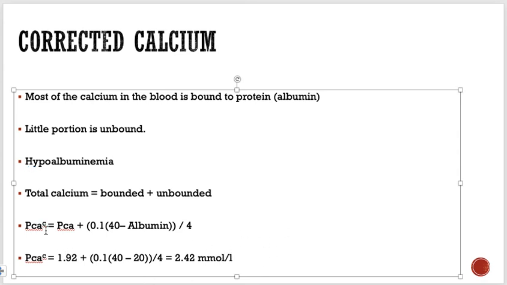We use this when there is hypoalbuminemia, or simply we always use corrected calcium according to our albumin levels to get the exact level of calcium in the blood. Hypercalcemia is a very common condition. It can occur in many conditions like cancers with bony metastasis, hyperparathyroidism, someone taking too much vitamin D, and hematological cancers like multiple myeloma.